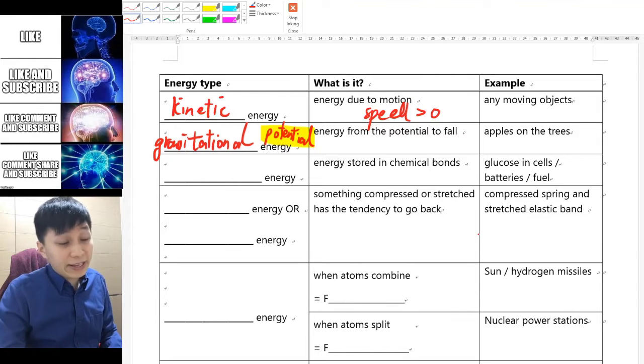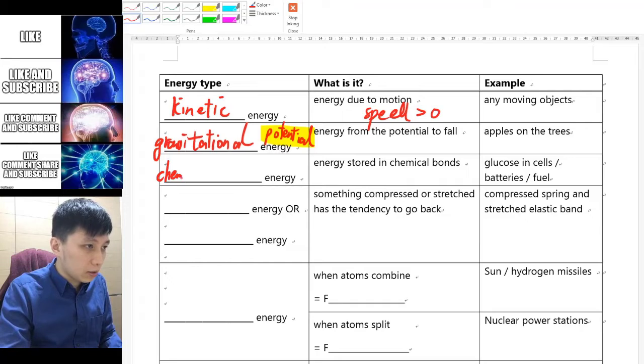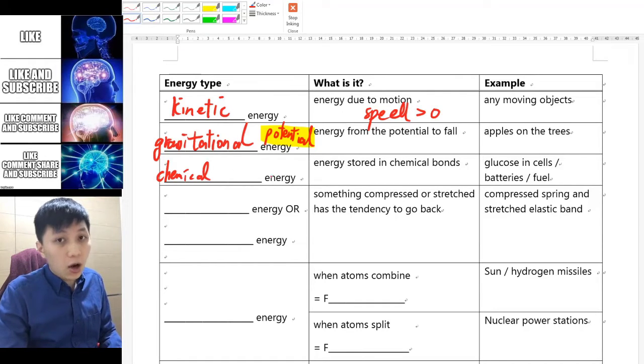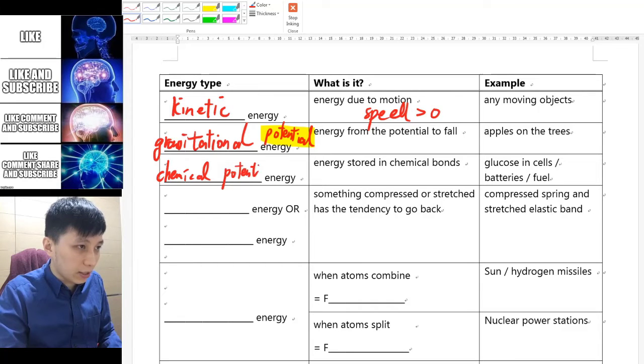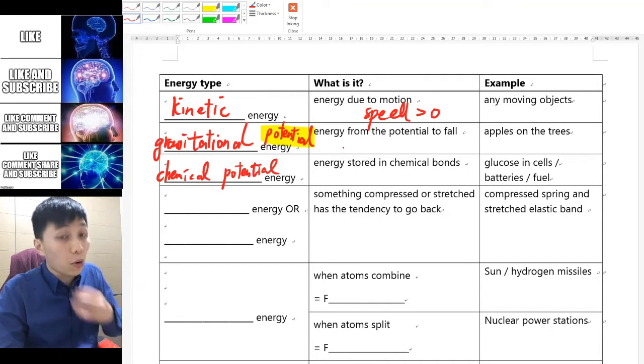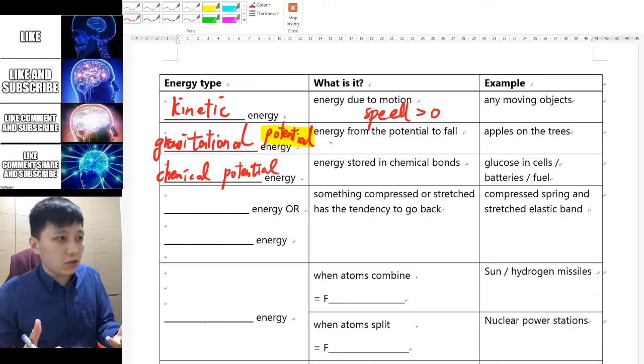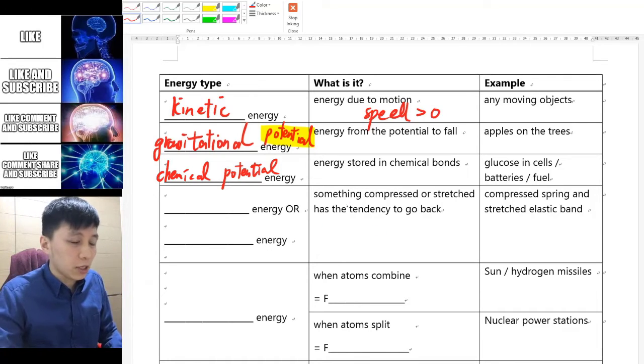The next one is related to chemical reaction, and obviously it's called chemical energy, or you can also call it chemical potential energy. Again, because it has the potential to release the energy in the form of chemical reaction. So an example could be the glucose in the cell.